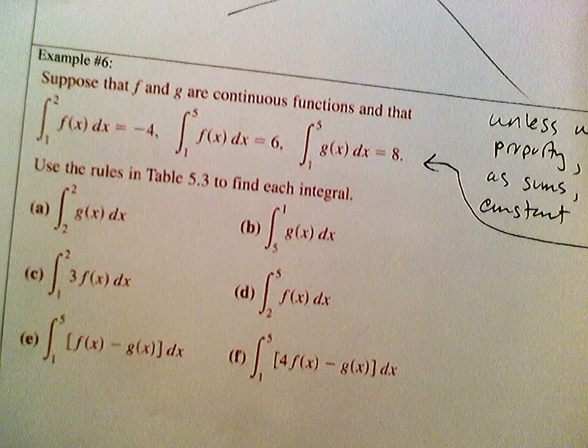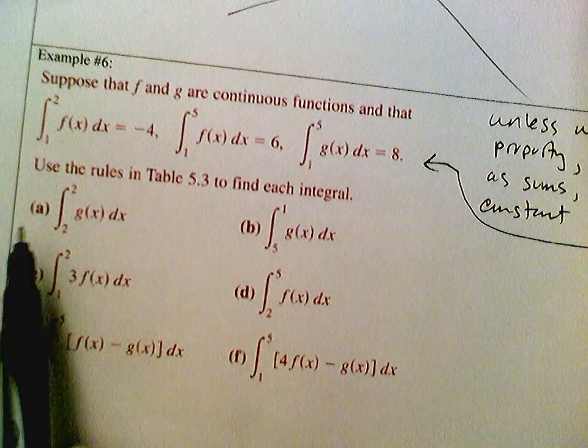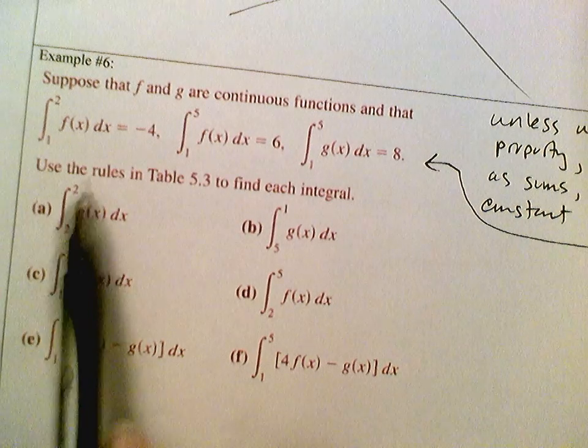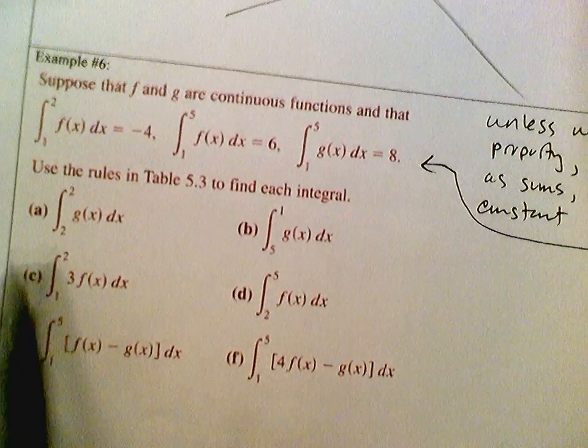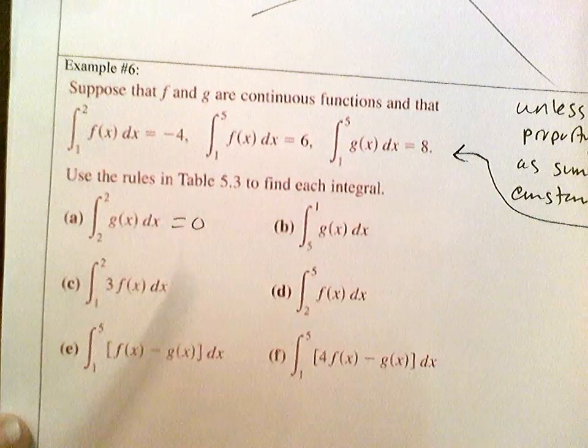Okay, so I'm going to go kind of fast here, guys. Now this A, the integral from 2 to 2 of g of x dx, this is a 0 length interval, so this is the 0 property, that's 0.